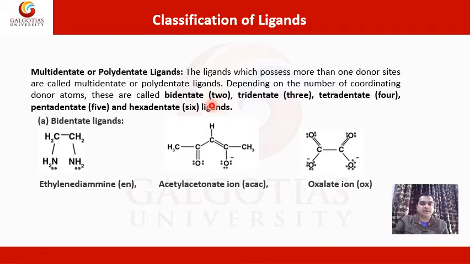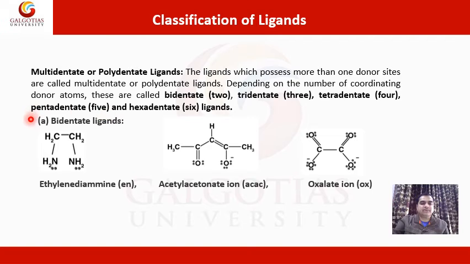two donor atoms, tridentate, in which we have three donor atoms, tetradentate, in which we have four donor atoms, pentadentate, in which we have five donor atoms, and hexadentate ligands, in which we have six donor atoms present in the case of multidentate or polydentate ligands.